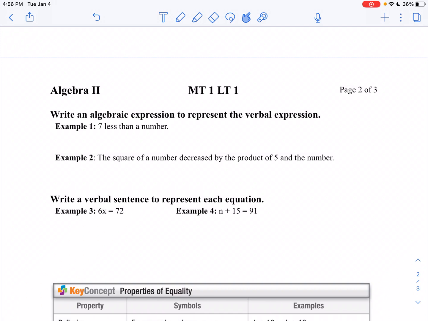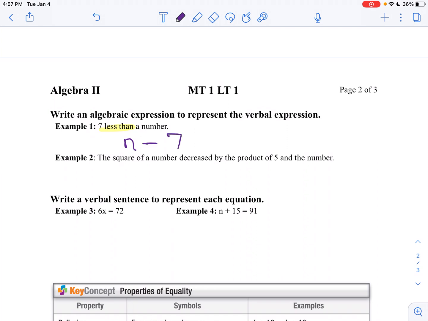Let's do a couple problems together. So on the first one, I'm going to write out a verbal expression. An expression just means it's part. So 7 less than a number. Notice less than, that's one of my backwards words, isn't it? So I'm going to take 7 away from a number, so I'm going to call my number n. I'll say n minus 7.